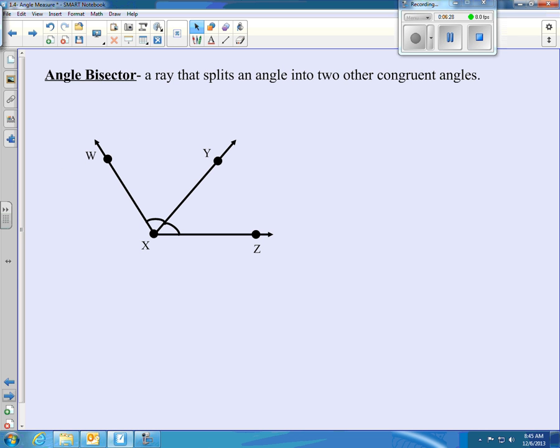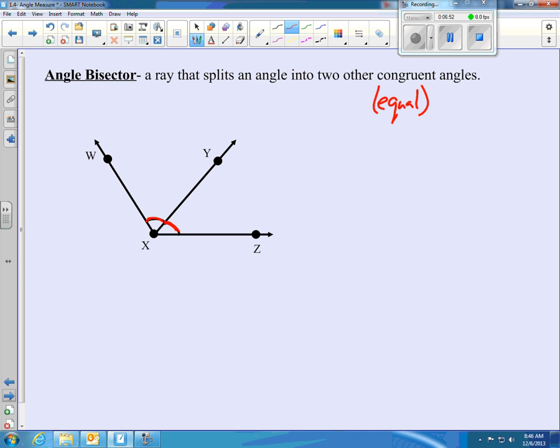The last thing we are going to talk about is an angle bisector. It's a ray that splits an angle into 2 congruent angles. Remember we talked about congruent? They have the same measure or they're equal. Okay, splits into congruent angles. See these little curves here? These are representing that these 2 angles are congruent. So the angle is bisected.